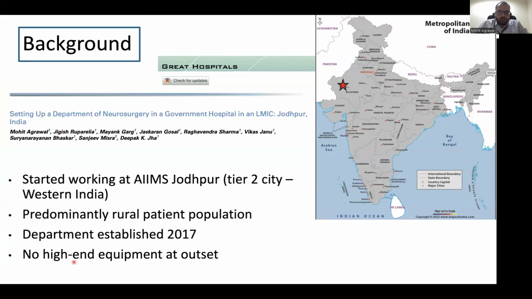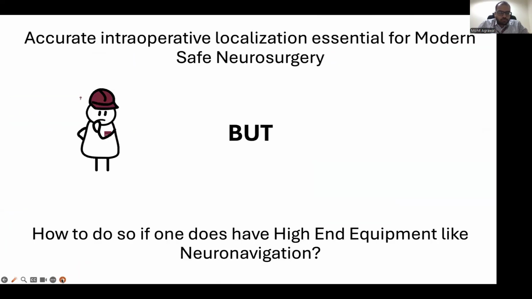So from there, after I did my fellowship, I moved to the All India Institute of Medical Sciences, Jodhpur, which is another institute in the western part of the country. You can see with this star mark, it's a tier two city in the western part of India, with a predominantly rural population, and we did not have any high-end equipment at the outset. So we knew from my experience that accurate intraoperative localization is essential for safe microneurosurgery. But how to do so if one does not have any high-end equipment like neuronavigation?